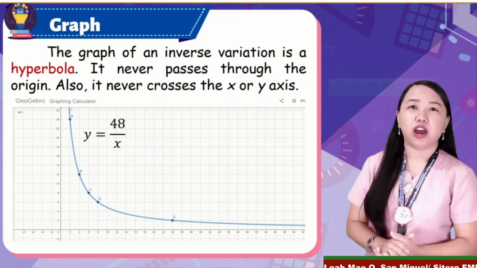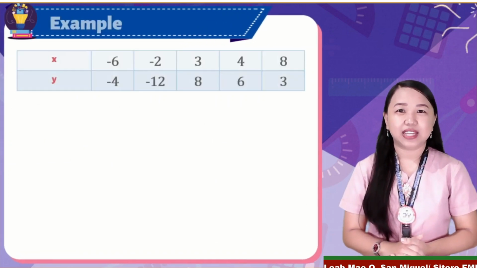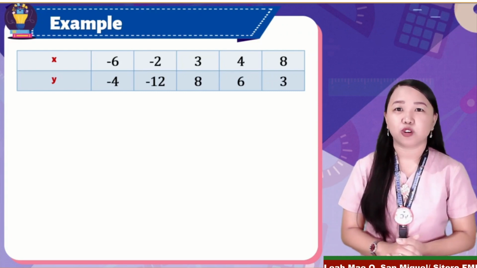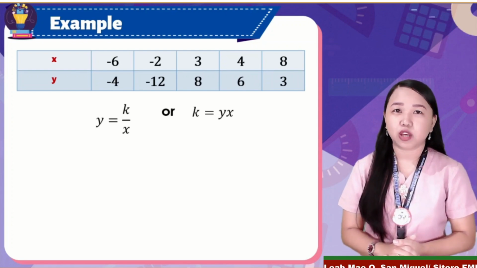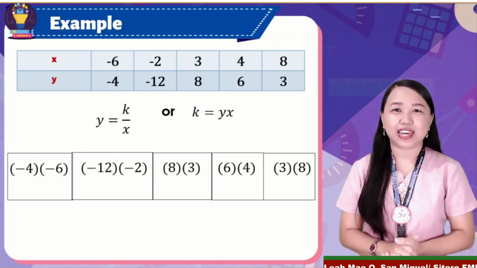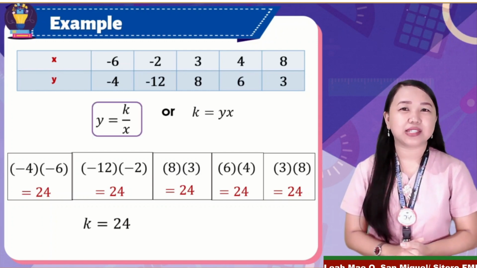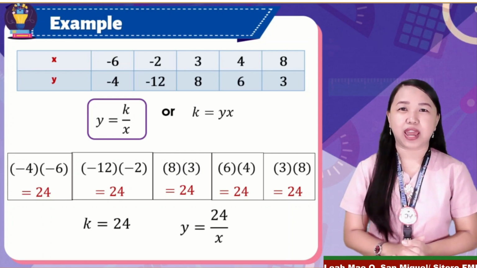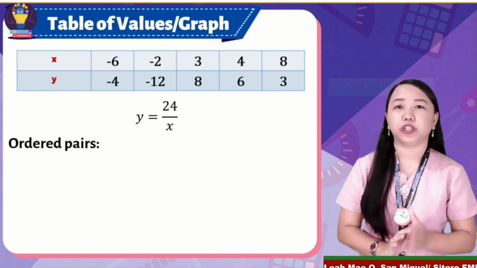Now, let's have another table of values that represents inverse variation. Again, in an inverse variation, the product of y and x must be constant. In the given table of values, what is the value of the constant of variation? Exactly! It is 24. Therefore, the equation that represents the table of values is y is equal to 24 over x.